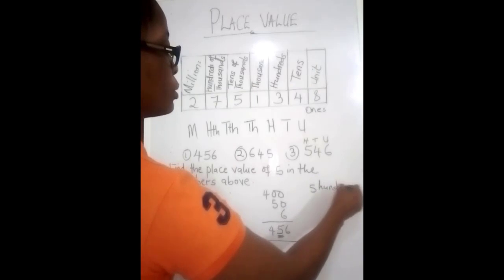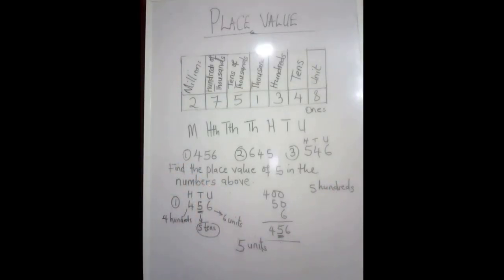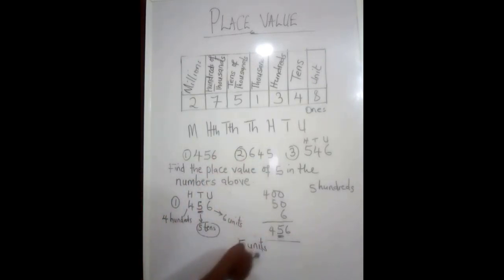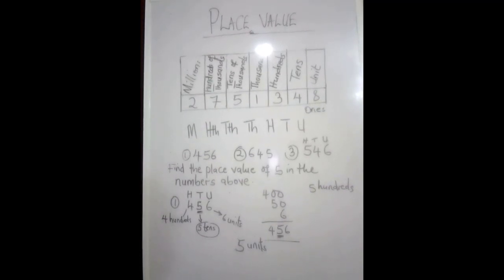So looking at the 3 numbers, even though they are made up of the same digits, we find out that depending on the position, a particular number can have different values. In this case, we consider the digit 5. In the first example, the digit 5 has the value of 5 tens. In the second number, the value is 5 units, and in the last number, the value of the digit 5 is 5 hundreds. So we see how a digit can have different values based on the position that it occupies in a number.